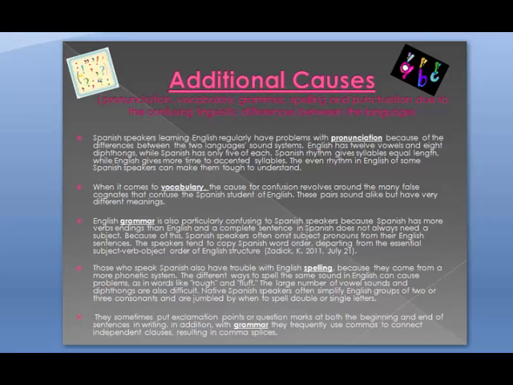When it comes to vocabulary, the cause for confusion revolves around the many false cognates that confuse the Spanish student of English. These pairs sound alike, but have very different meanings. English grammar is also particularly confusing to Spanish speakers because Spanish has more verb endings than English, and a complete sentence in Spanish does not always need a subject. Because of this, Spanish speakers often omit subject pronouns from their English sentences. The speakers tend to copy Spanish word order, departing from the essential subject-verb order of English structure.